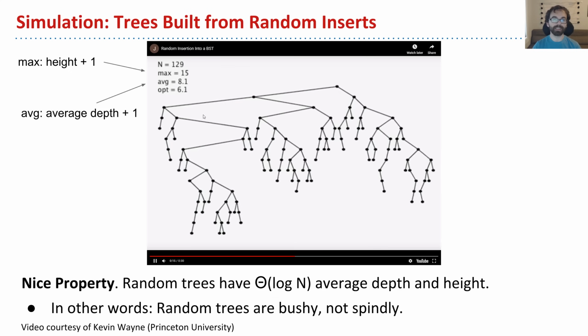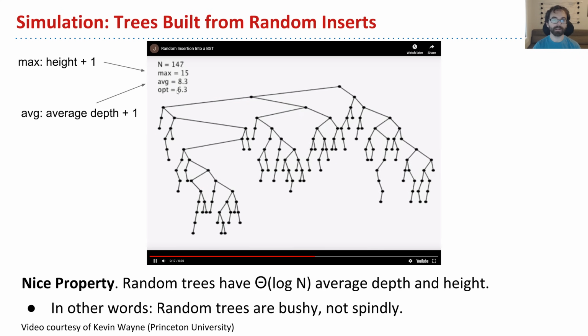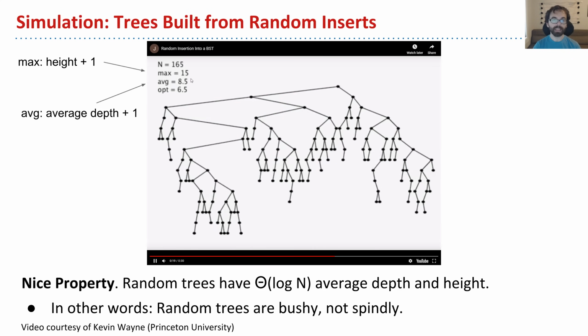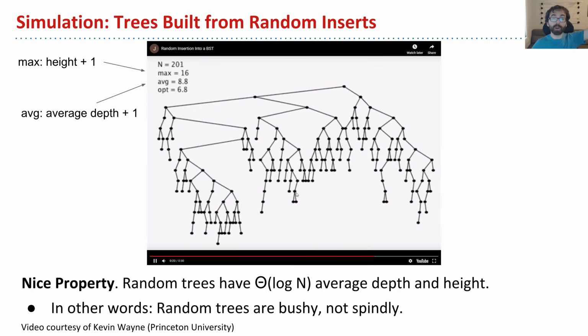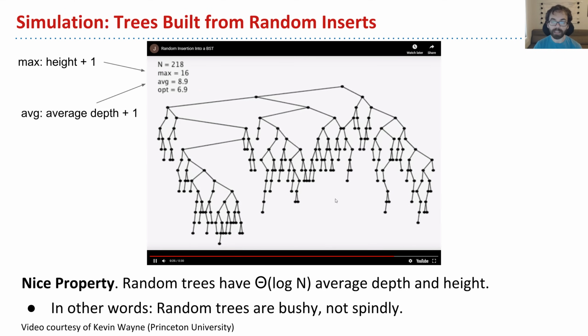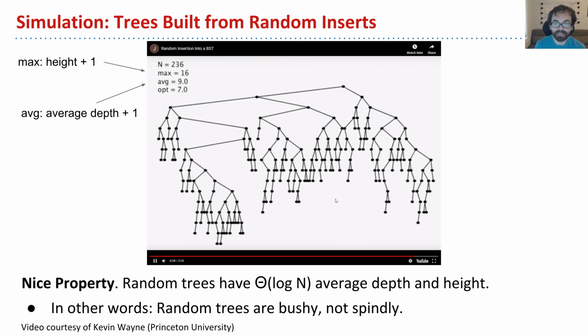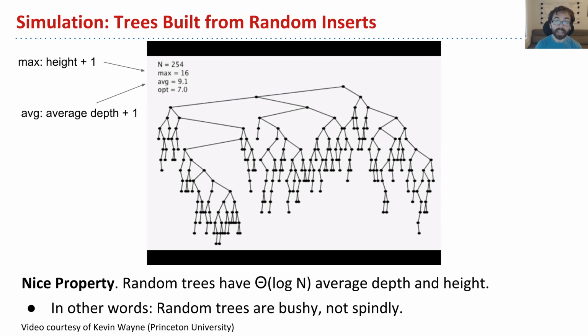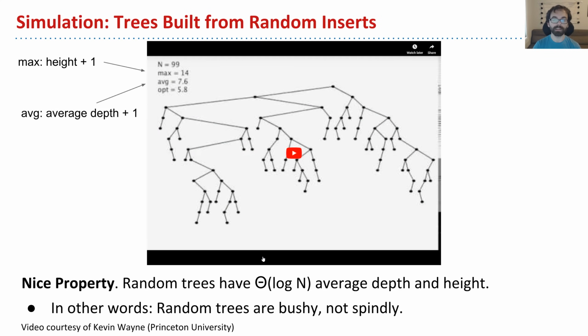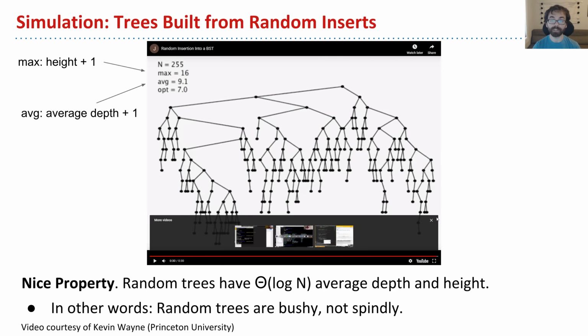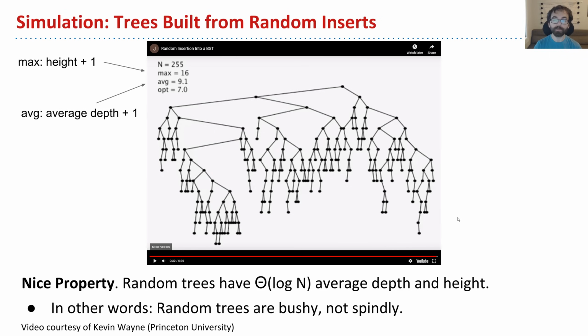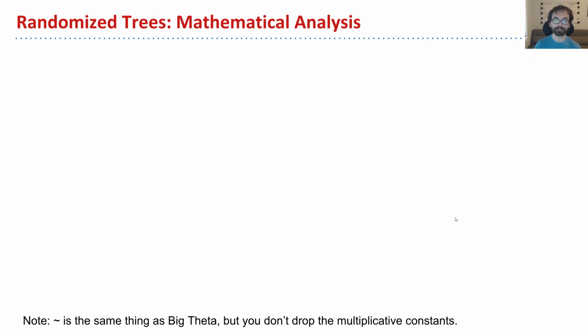I mean, the opt here represents the theoretical optimum average depth, and while we're not as good, we're close. What you'll see is we don't have some giant 200 long chain. So it's not as bushy as if we did things perfectly, but you can show, and we will later in this class, that on average you actually do end up with a theta log n average depth and height. So it is bushy. That's good news. Random trees are bushy, not spindly.